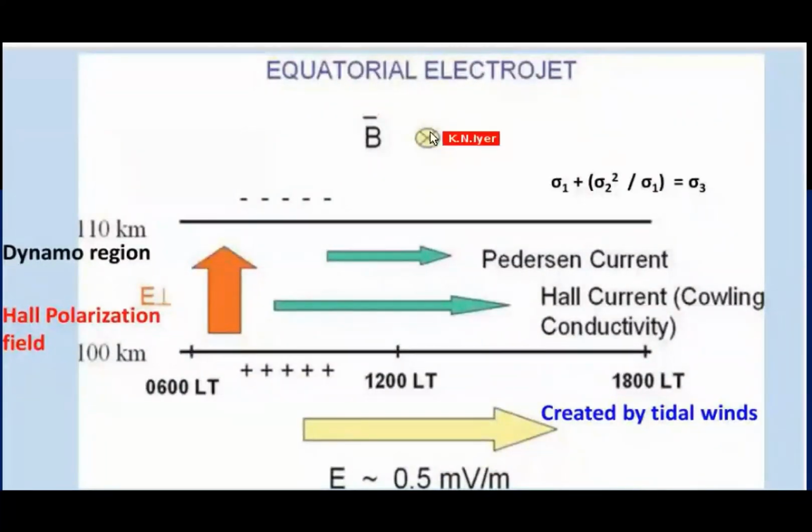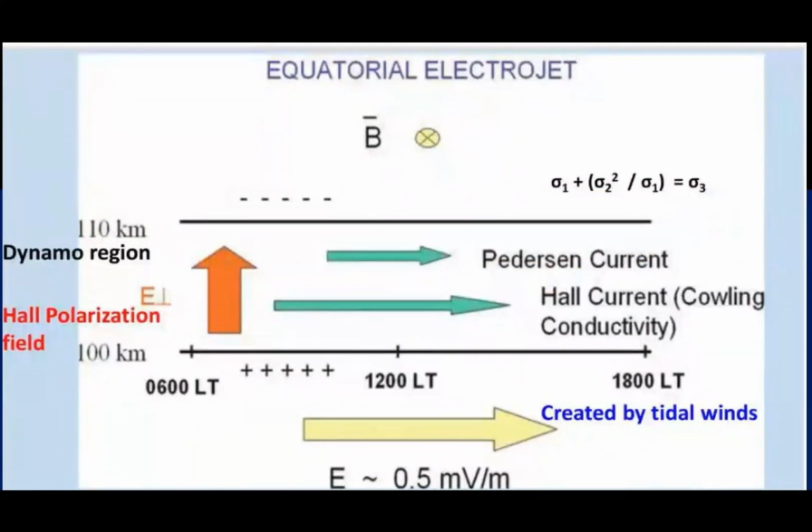So under this condition, the magnetic field is northward and the electric field is eastward. The relevant conductivity of this region is called the Pedersen conductivity, which is sigma 1 in this. And so that drives this current; this electric field drives this eastward Pedersen current.